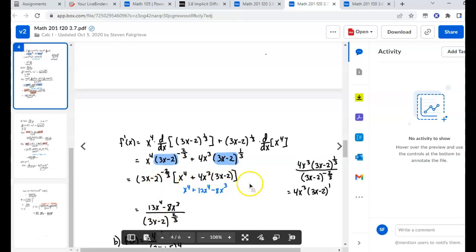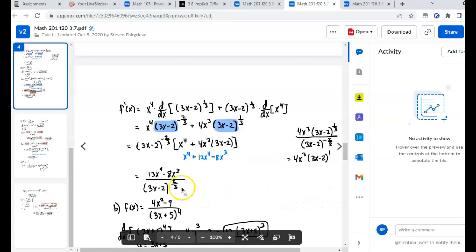In this case, our nice final answer was literally 4x cubed times 3x minus 2. It actually worked out to be the case there. That was what the top became. And I think finally, I just got myself lost in my notes here.